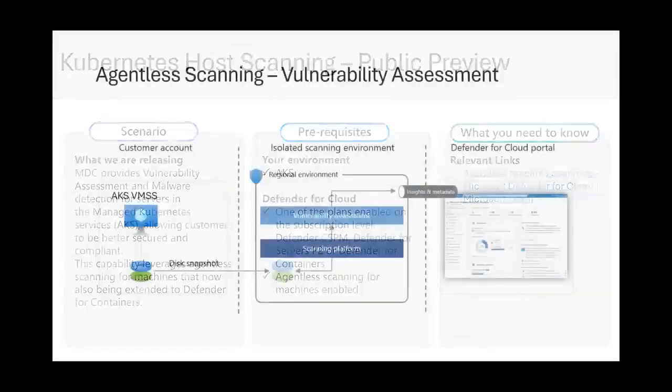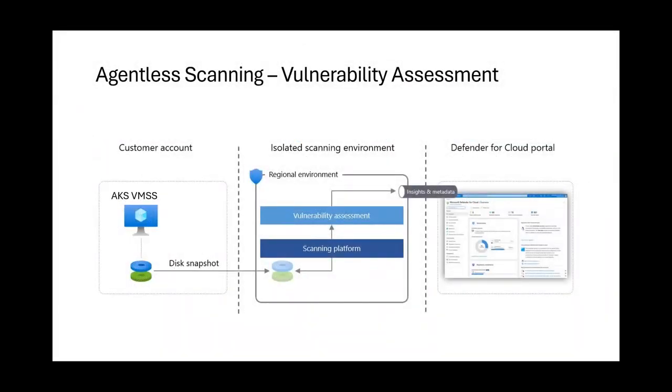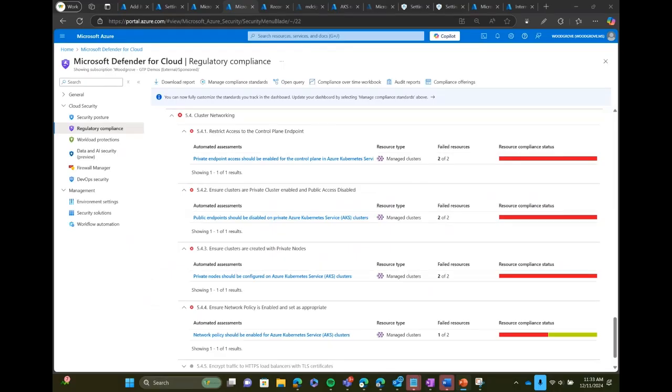So if we take a closer look at how this agentless scanning works, this is actually using the same agentless scanning for machines capabilities that we see with virtual machines. So in this case, we have the AKS VMSS, and what we're doing there is taking a disk snapshot of that VMSS, and we perform this scanning in an isolated environment, which is in the same region. And then from there, we're able to create this vulnerability assessment, which includes results for the scanning, and show that to you in the Defender for Cloud portal.